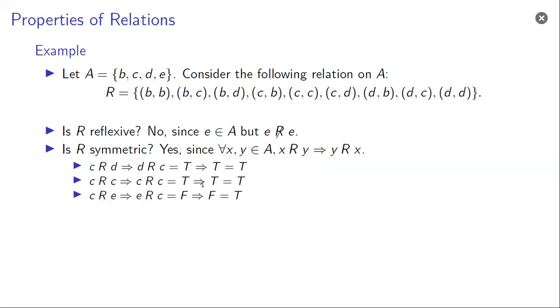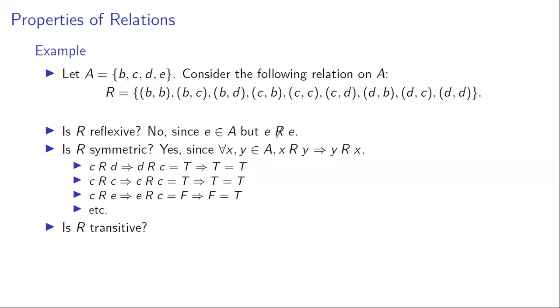So again, it's all good so far. Now, there are many more cases that we would have to go through if we wanted to be really sure, but I'm not going to bother listing them all out. The point is, if you go through all possible combinations of values from A, it should always be true that if X is related to Y, then Y is related to X. And therefore R is symmetric.